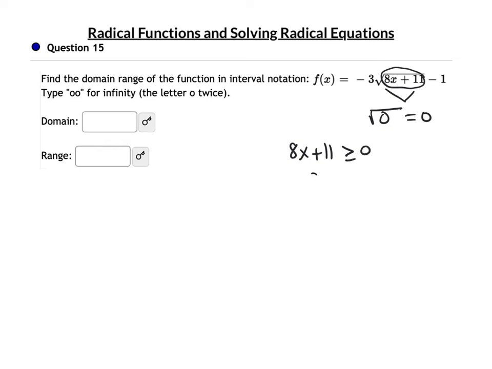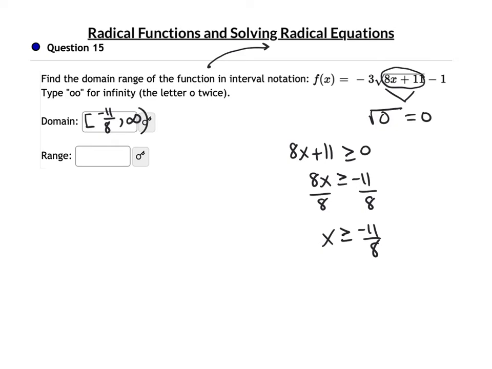And solve for x, it's an inequality. 8x is greater than or equal to negative 11. Subtract 11 from both sides and divide by 8. X has got to be greater than or equal to negative 11/8. So for the domain, I can include negative 11/8 because plugging that in makes 0. There is no horizontal reflection. This will be just like the parent function then. It will go forever to the right, so forever in the positive direction to infinity.